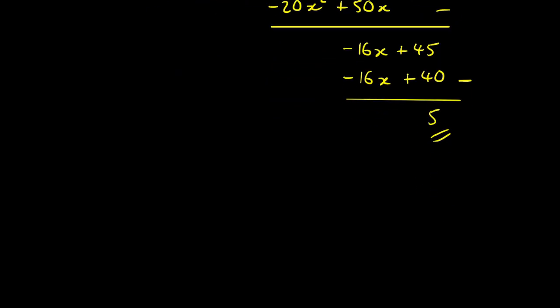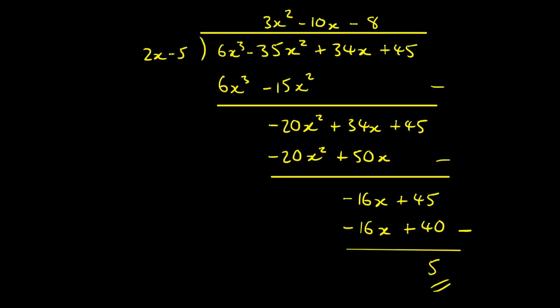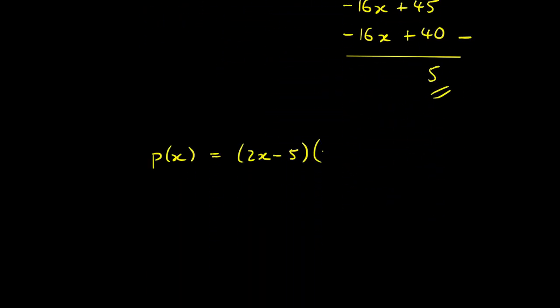Okay, so I'm going to write that down. End result is that p of x is equal to 2x minus 5 times, what was it? 3x squared minus 10x minus 8. And then with a remainder of 5, right? So this guy is our q of x. This guy is our remainder. Okay, let's go on to part B then.